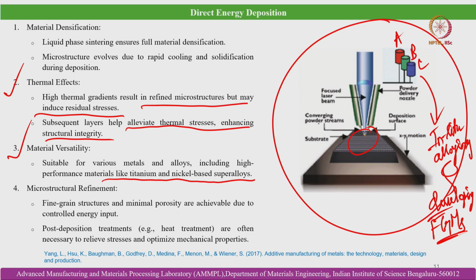And then number 4 is microstructural refinement. Fine grained microstructure and minimum porosity are achievable due to controlled energy input, and post deposition treatments, that is heat treatment, are often necessary to relieve stresses and optimize mechanical properties.